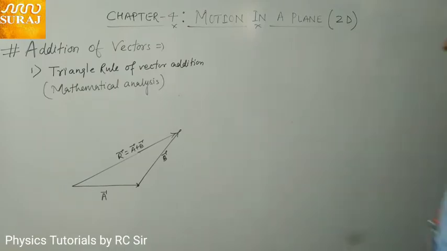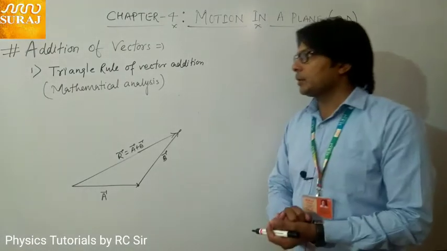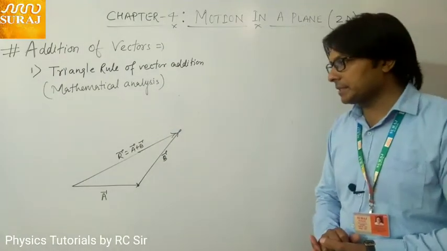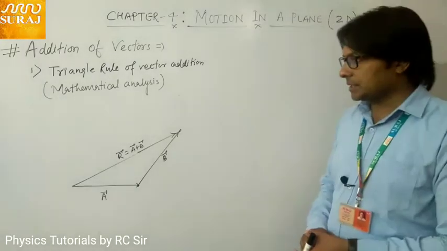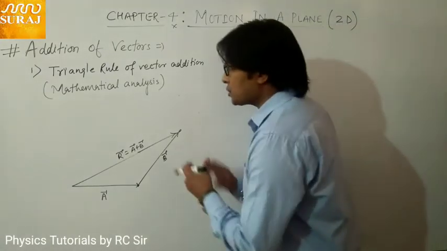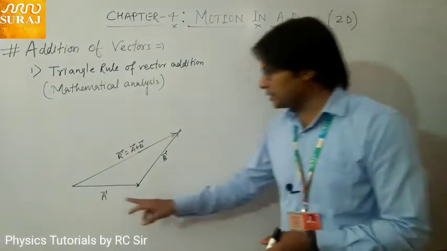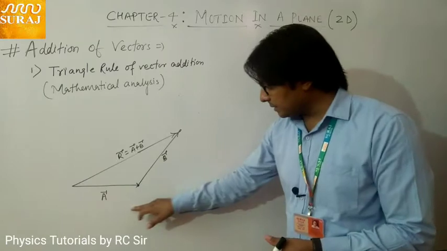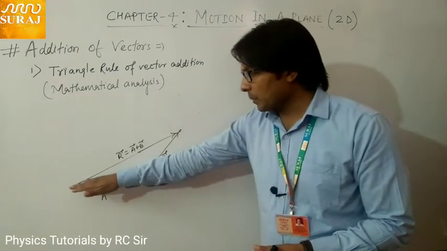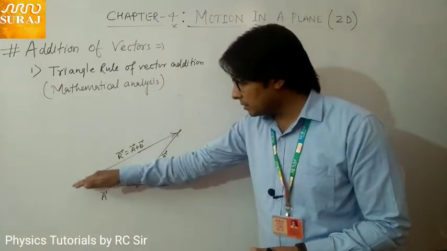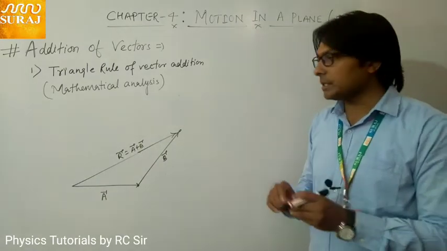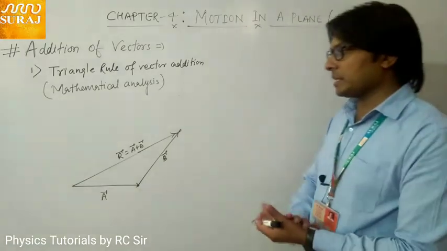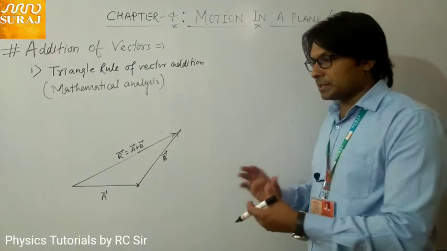So let us discuss the mathematical analysis of the triangle rule of vector addition, which we have just discussed. So according to the triangle rule of vector addition, if these two vectors are representing the two sides of a triangle in the same order, then the third side of this triangle will represent the resultant of these two vectors but in opposite order. So this was the diagram we have discussed earlier.